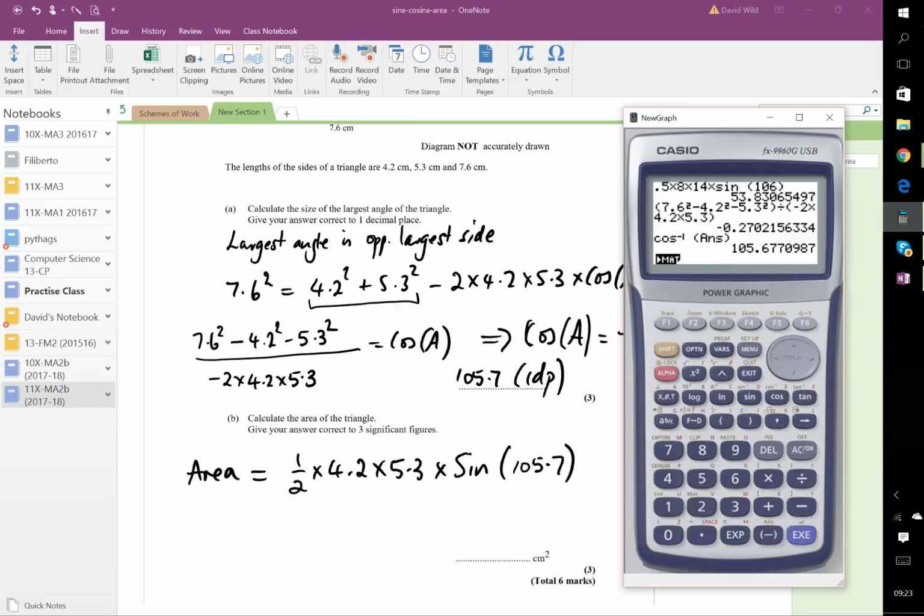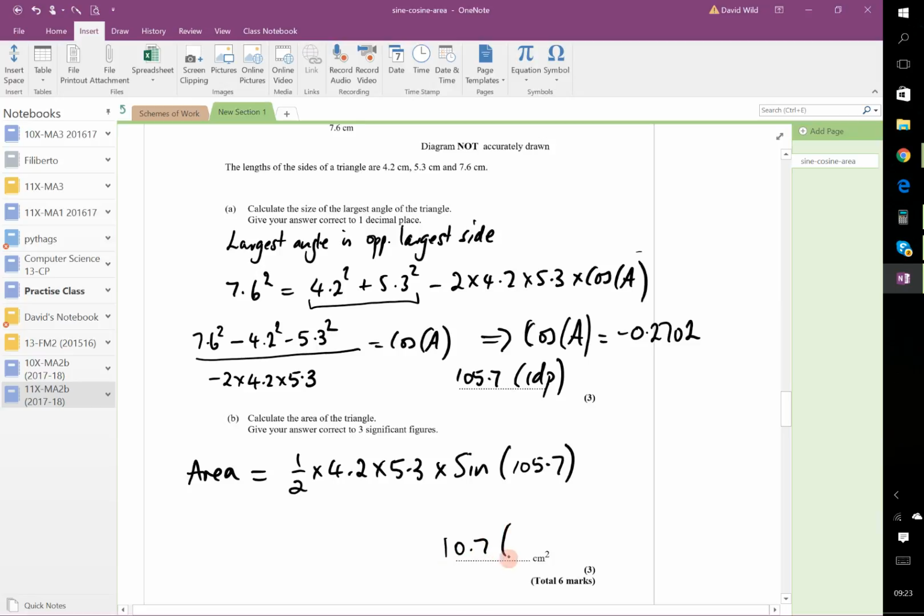And down to the calculator, I'm going to use that as my answer, so I'm not going to get any round off errors. So I'm going to get 0.5 times 4.2 times 5.3 times the sine of the previous answer. And I get 10.7. Three significant figures, 10.7.